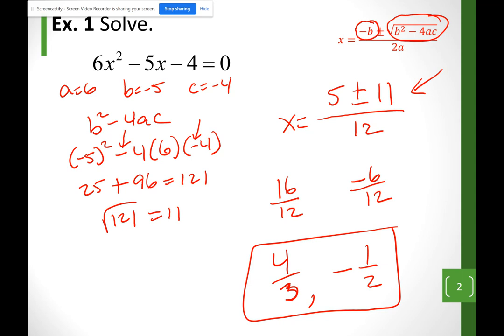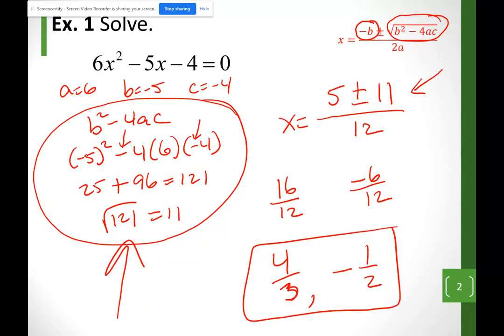So all I did was I did the square root first. Notice I just did the square root by itself. I got the square root of b squared minus 4ac was 11. So first I just did b squared minus 4ac. Once I got 121, I did the square root of it, and then I used the whole formula.